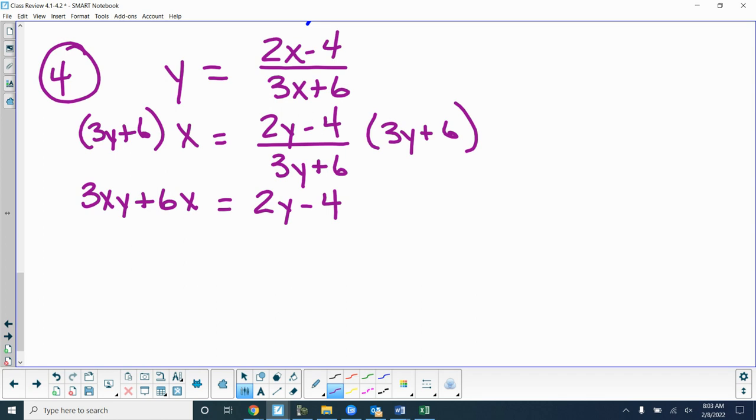Again, this distributed. All right. This time, since I got 2 things on both sides, I'm going to move the 2y to the left side and the 6x to the right side.